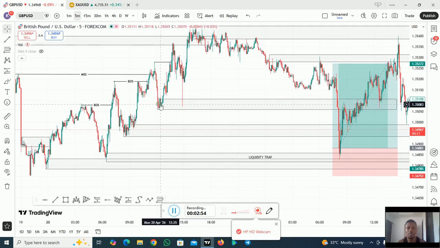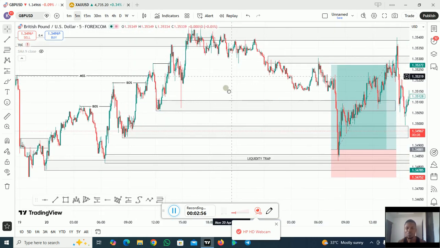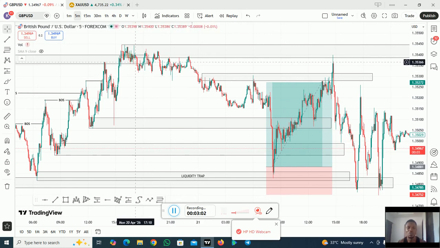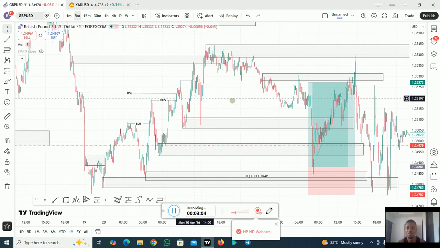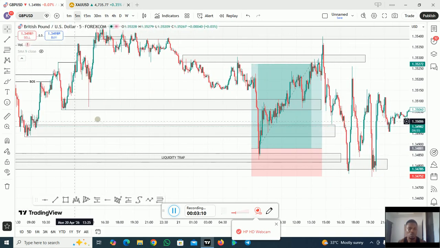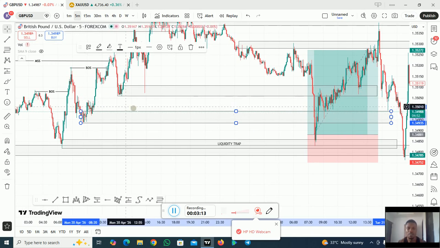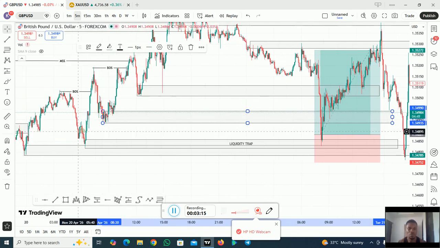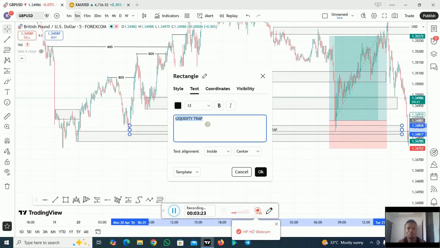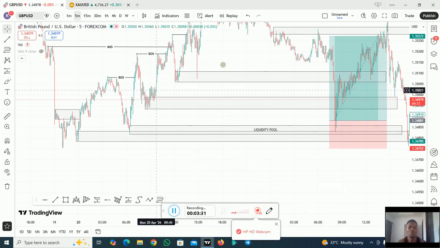As you can see, price was gathering liquidity here. This demand zone here serves as liquidity. This supply zone here serves as liquidity. So there was already a ton of liquidity here. This is another demand zone right here, and this is another demand zone right here, and it's also a liquidity pool. Sorry, this is supposed to be liquidity pool, not liquidity trap. So that's it.